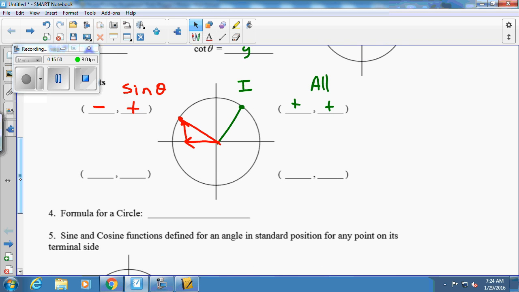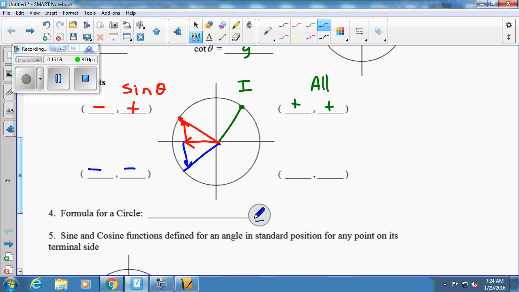All right, so an angle in quadrant 3. Tell me about its coordinates. X is what kind of number? Y is what kind of number? Okay, so is sine positive or negative? Cosine positive or negative? Who is positive in that quadrant? Why?